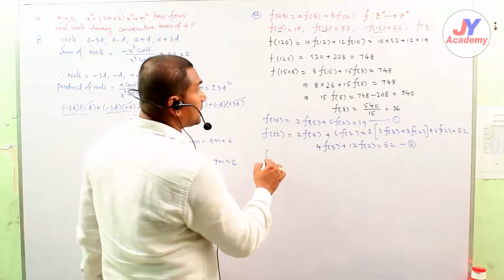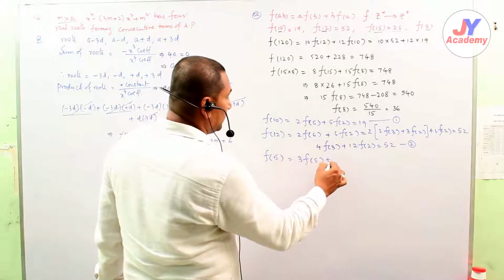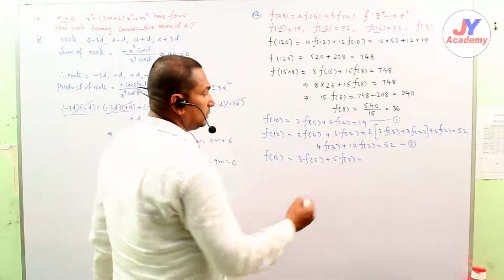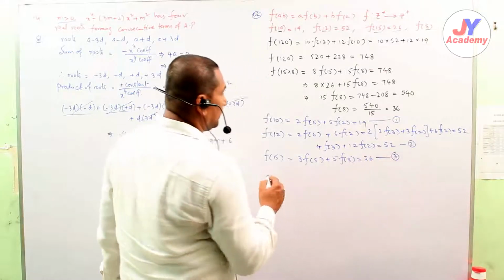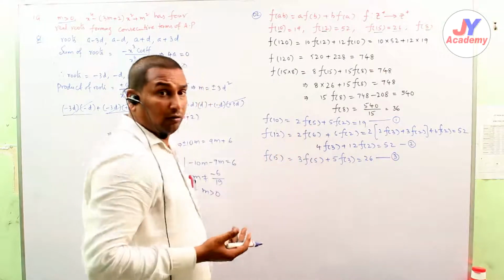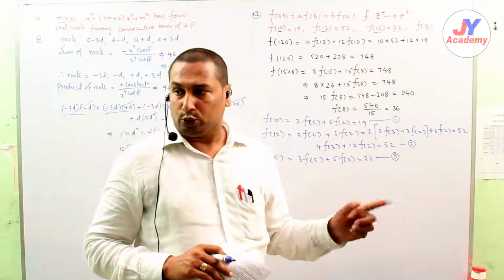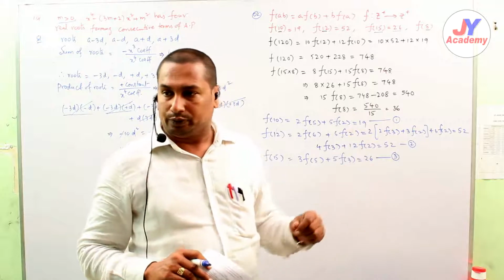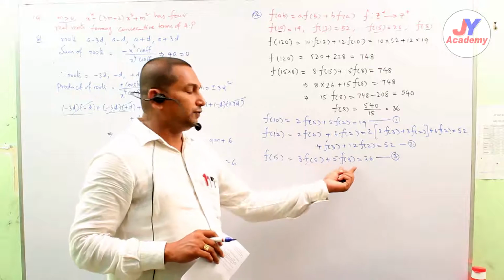Right? Next, f of 15, 3f of 5 plus 5f of 3 is equal to 26. That is equation 3. Now see, what we required, f of 8, that is in terms of f of 2: 2 into 4 or 2 into 2 into 2. Okay, so that we have to eliminate f of 5 and f of 3.